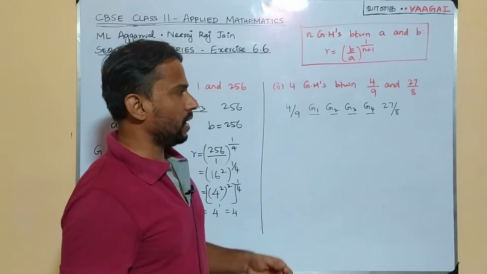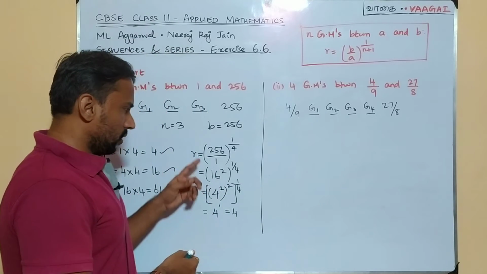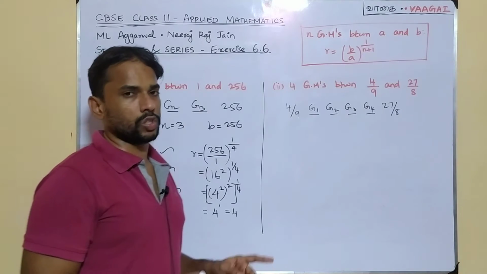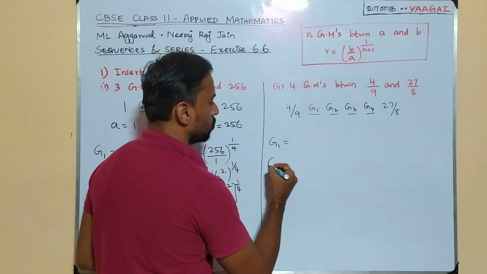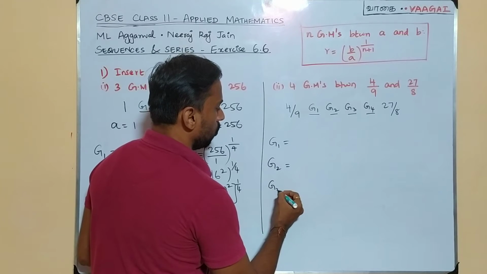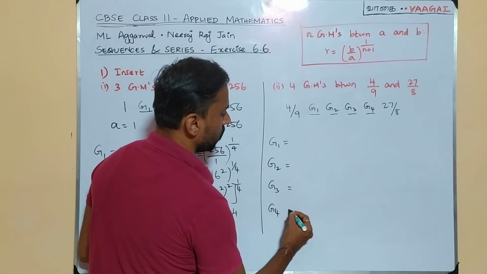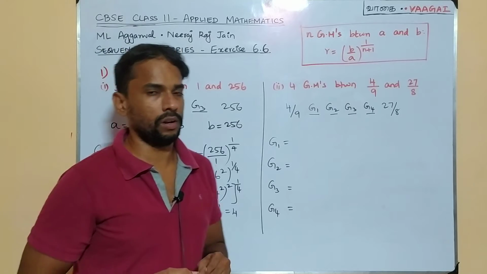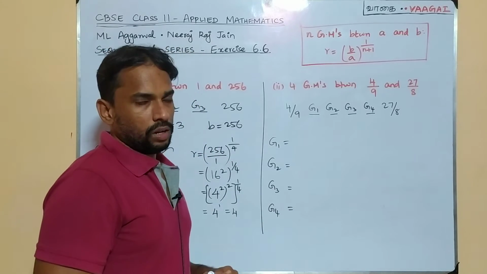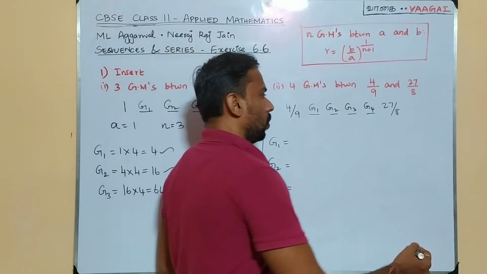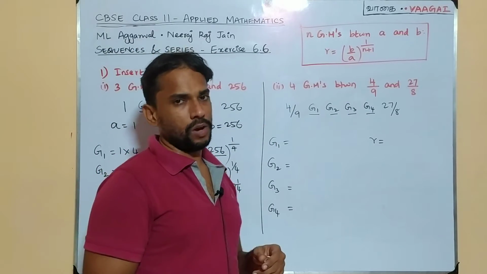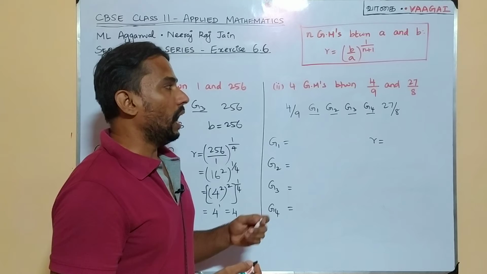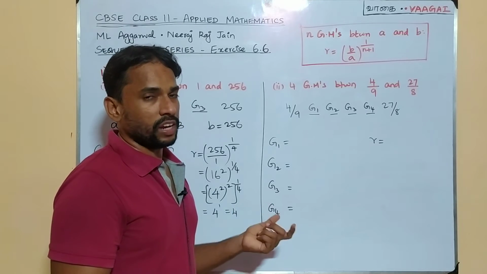What next we can do? Again, as usual, we will try to find the value of R first, the common ratio. Once the common ratio is found, we can tell each of these values one by one, what G1, G2, G3, G4 are, in order. We'll go for finding the value of R first. So what will be R? R is equal to, again using the same formula, B by A. And we have to be sure about the values of A, B and N also here.